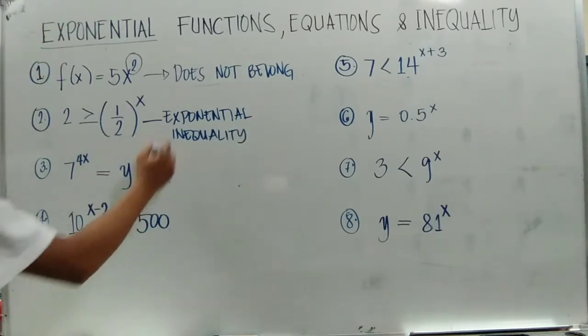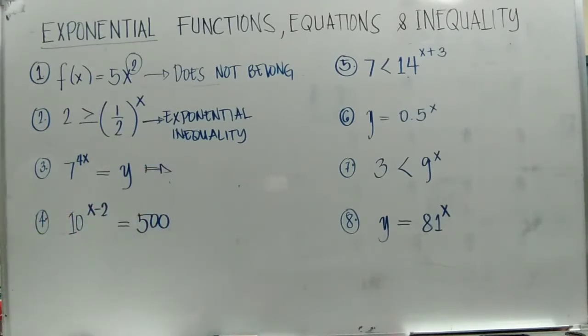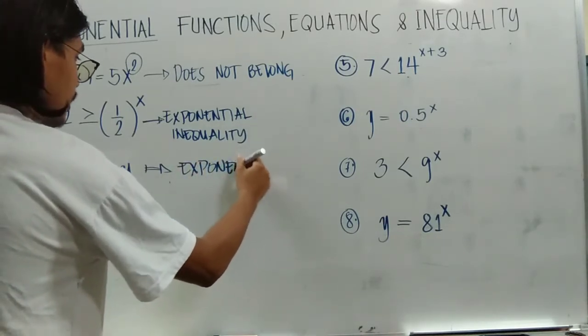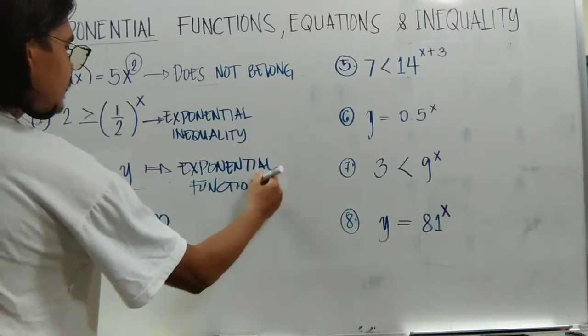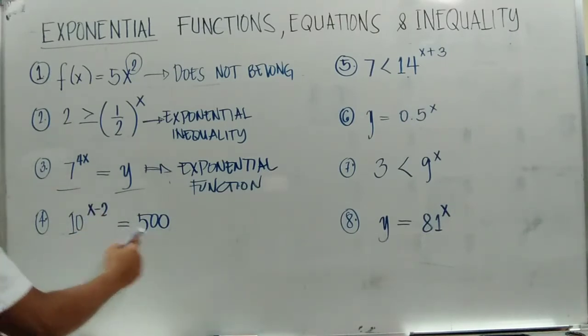Next, number 3, we have 7 raised to 4x equals y. So look at the symbol. We have equals. Then look at the sides of your equal symbol. We have 7 raised to 4x, then we have y. If you can see y or f of x, it will be a function. So it will be an exponential function. Okay? Very easy.